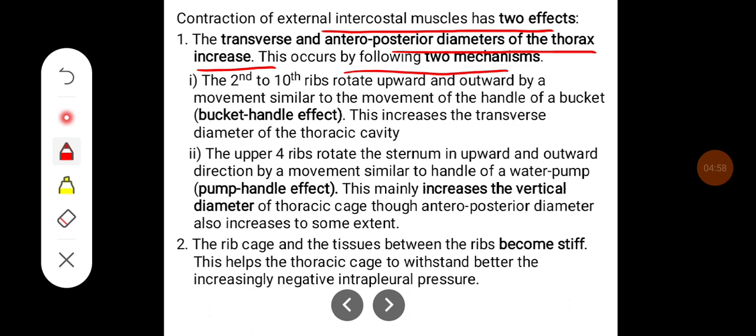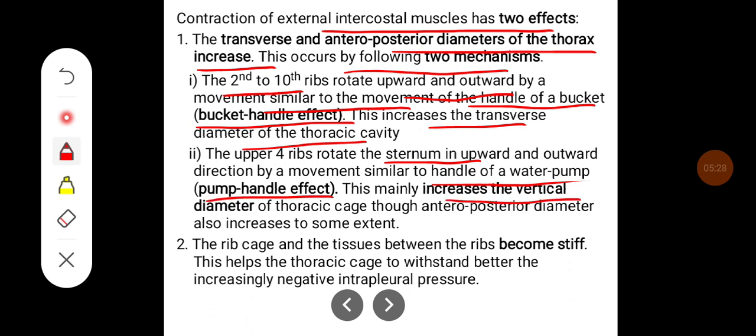This occurs by the two mechanisms. The second to tenth ribs rotate upward and outward by movement similar to the movement of handle of bucket. That is why it is called as bucket handle effect. So this increases the transverse diameter of the thoracic cavity. The upper four ribs rotate the sternum in upward and outward direction by movement similar to the handle of water pump. So that is why it is called as pump handle effect. This mainly increases the vertical diameter of the thoracic cage, though anterior-posterior diameter also increases to some extent.